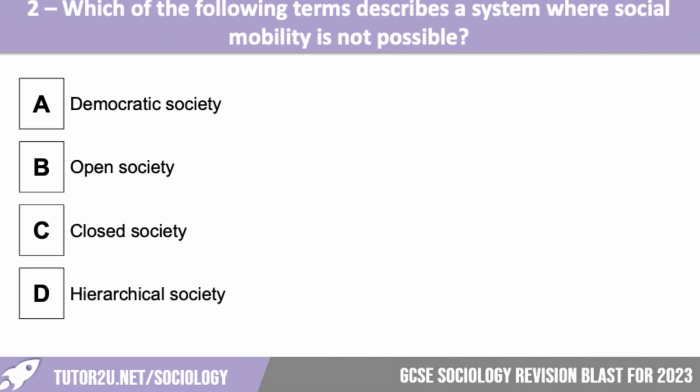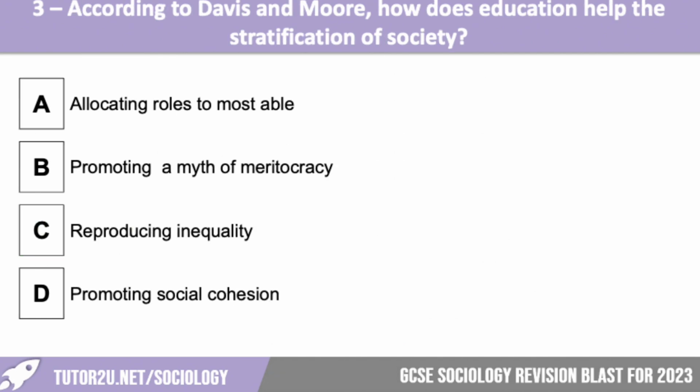Number 2. Which of the following terms describes a system where social mobility is not possible? Is it A, a democratic society, B, an open society, C, a closed society, or D, a hierarchical society? Let's reveal the answer. It is C, a closed society.